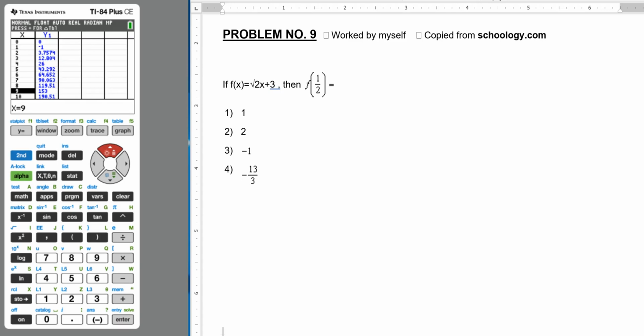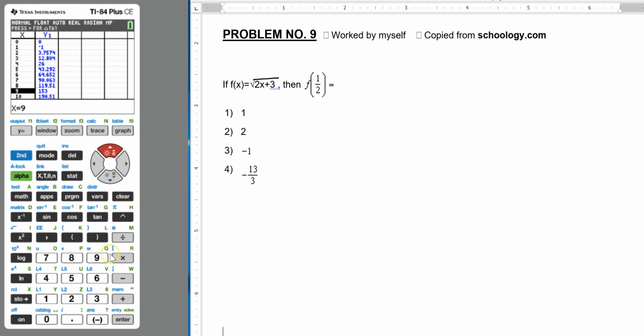Okay, so in classwork number 9, just extend the radical. It was meant to be over the entire expression, 2x plus 3. Okay, so we're given f of x equals radical 2x plus 3. We want to find f of 1/2.